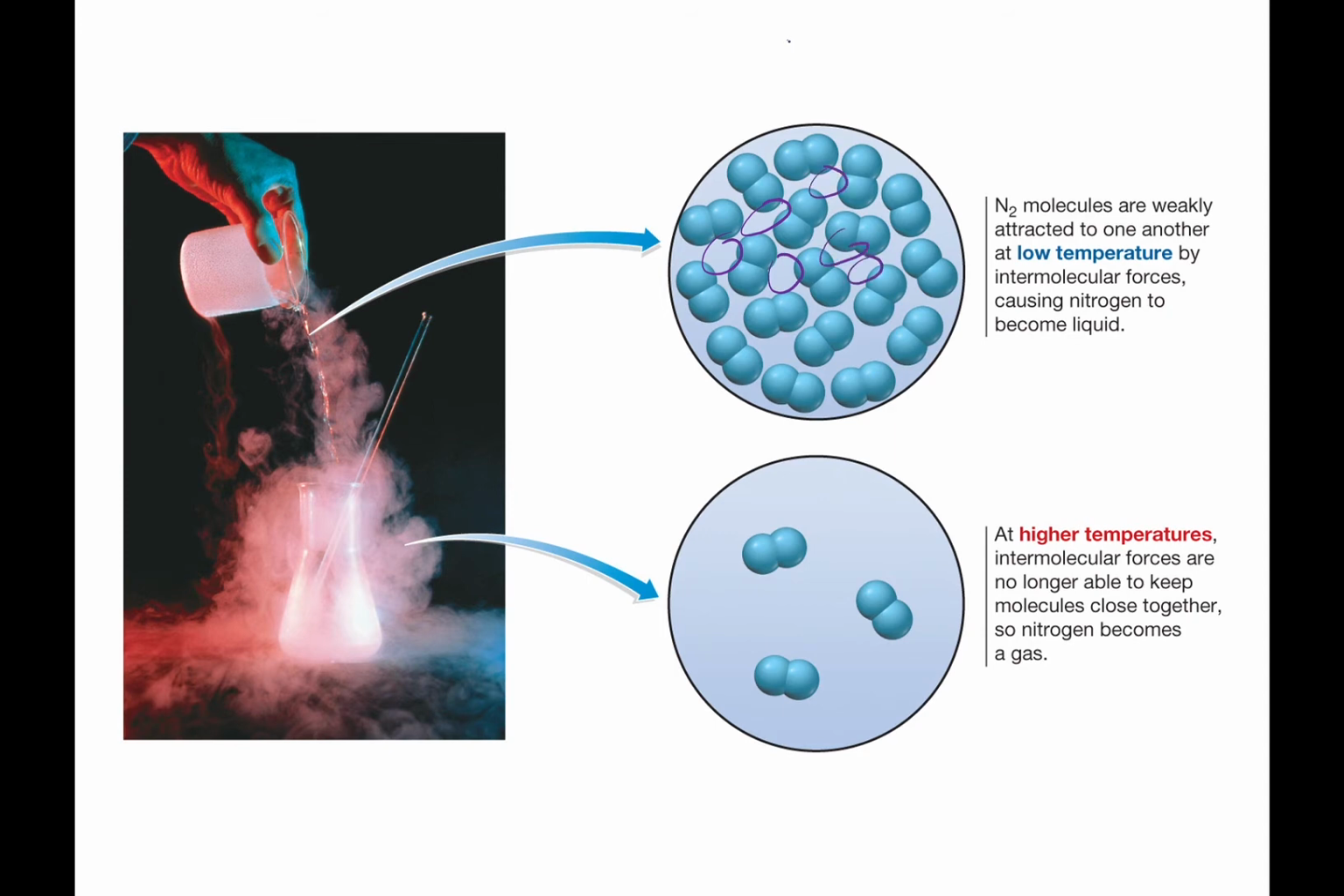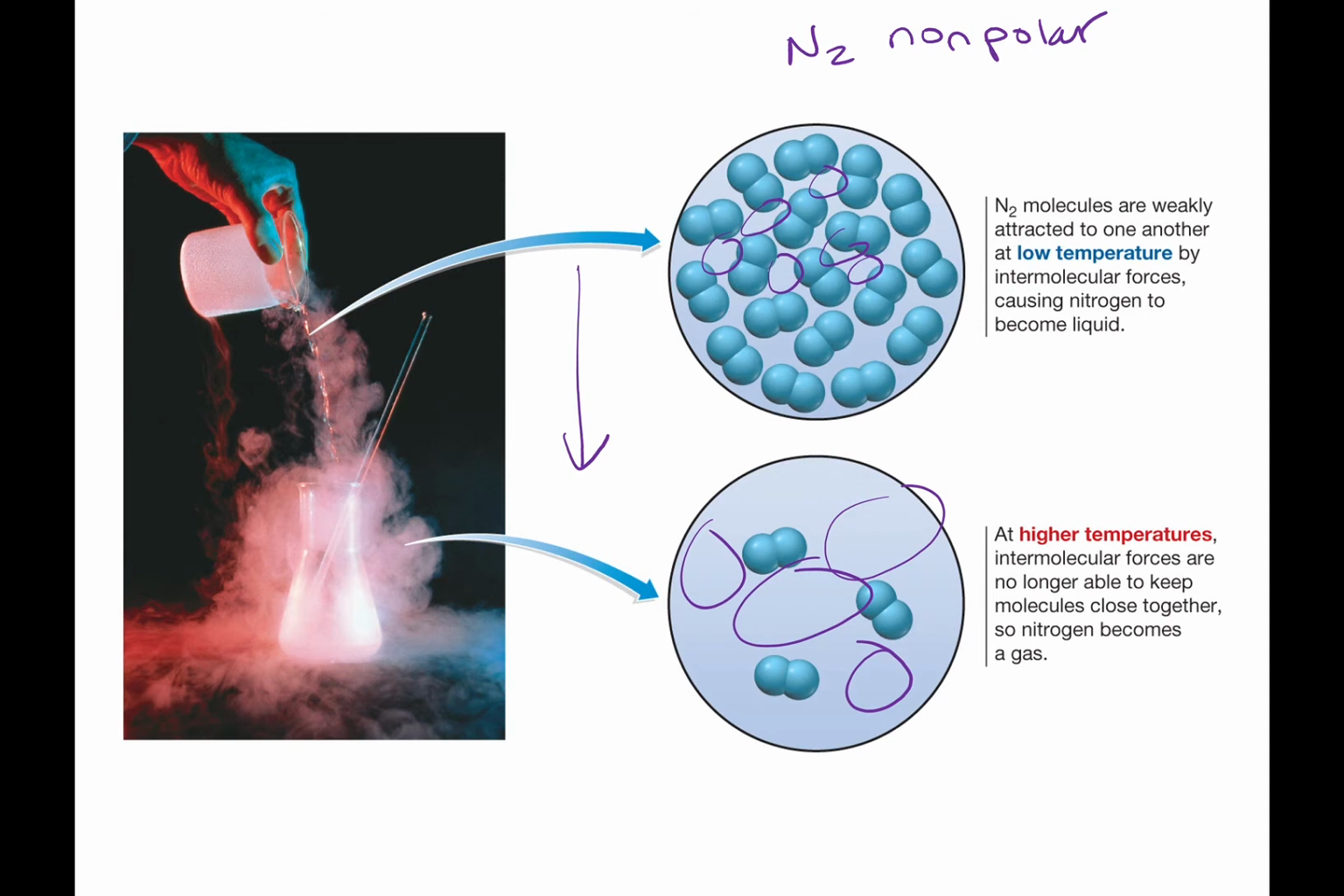Now, nitrogen is a nonpolar molecule, right? So it's not going to have a lot of traction to one another, and it's going to easily go into the gas phase. So this is the gas phase, lots of space in between these particles. So at room temperature, nitrogen would rather be a gas. So in this liquid state, it's really hard to keep it there.